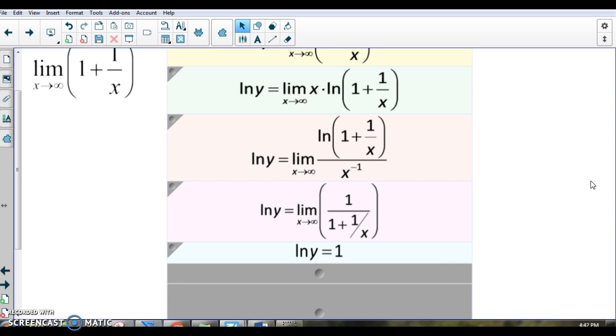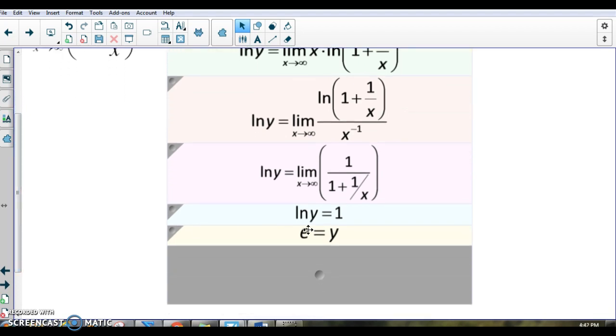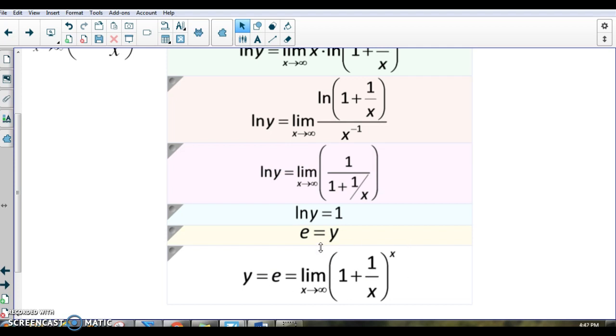I have the natural log of y equals 1. Which now I'm going to undo the logs, because remember I didn't have logs in the problem, so I'm going to undo the logs to figure out what y is equal to. So this really means that y is equal to e. And remember that y was originally equal to this limit problem that I started off with. So therefore, this limit, this whole entire thing, is equal to e.